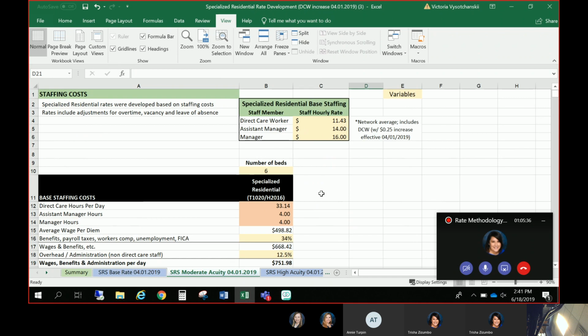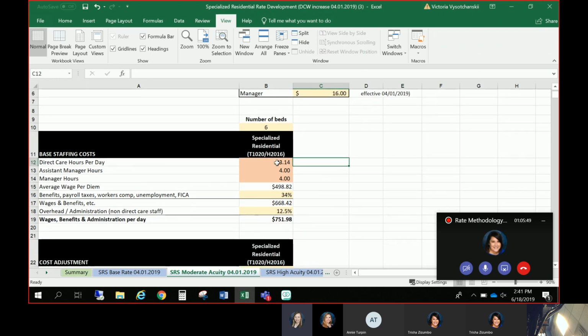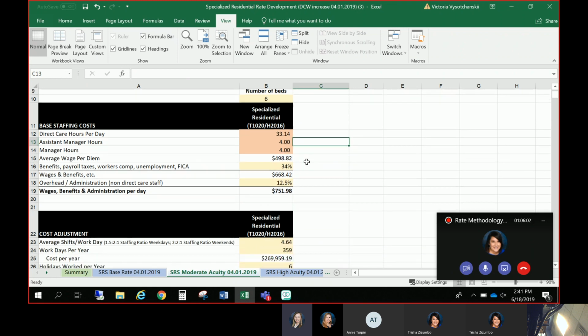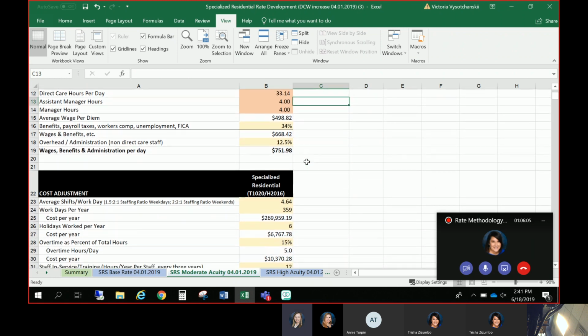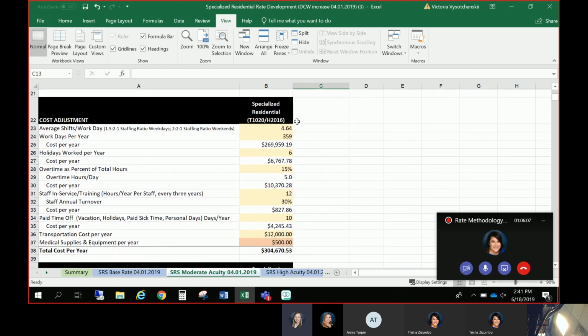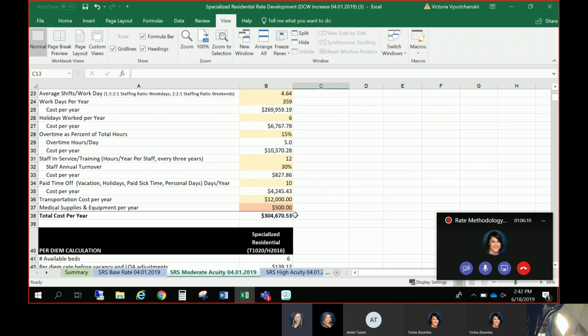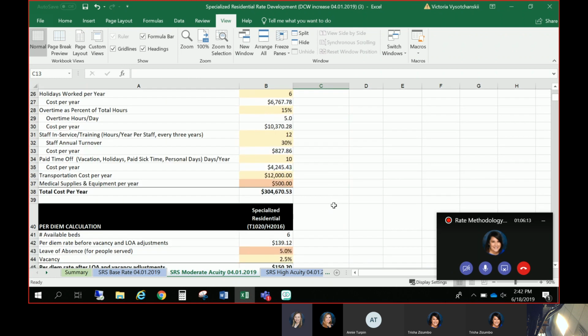So the moderate and high acuity should go fairly quickly since almost everything is the same, except adjustments have been made to account for higher needs of individuals. So these darker orange boxes are the variables that had been changed. As you can see, direct care hours per day had been increased, as well as assistant manager and manager hours. The benefits and overtime and admin all remained the same. Overtime, staff training, and transportation all remain the same.